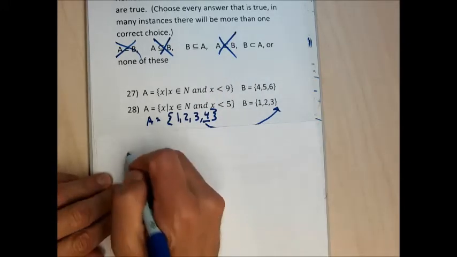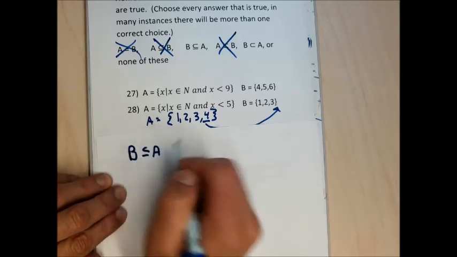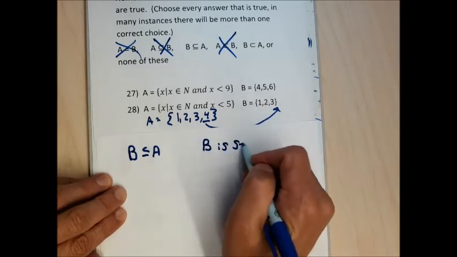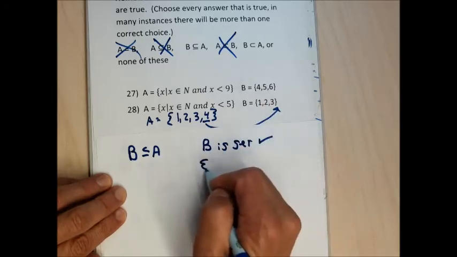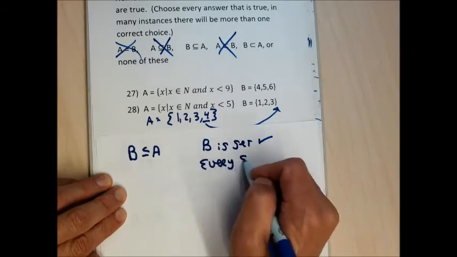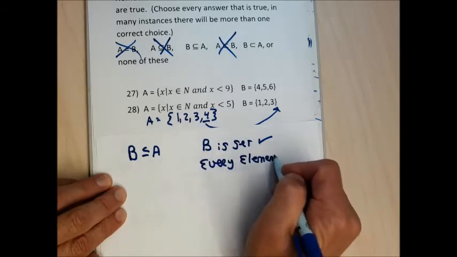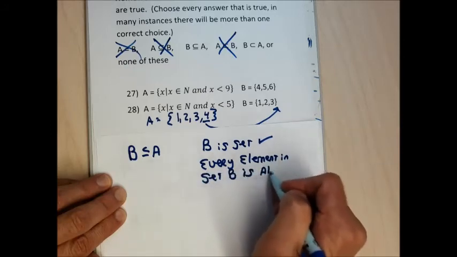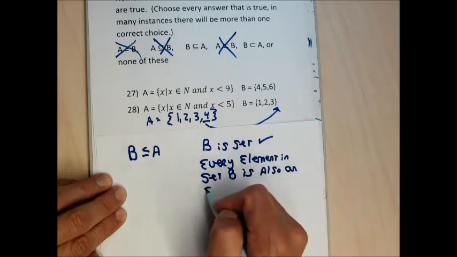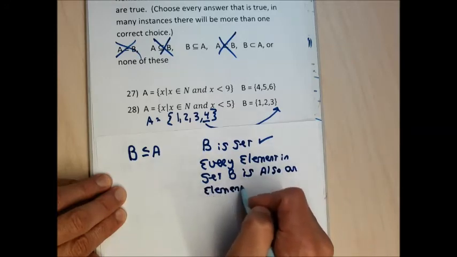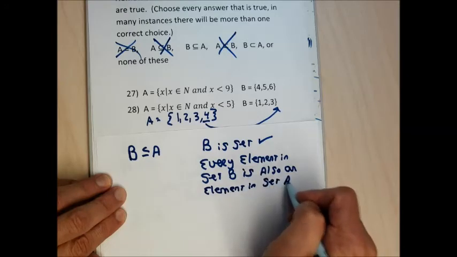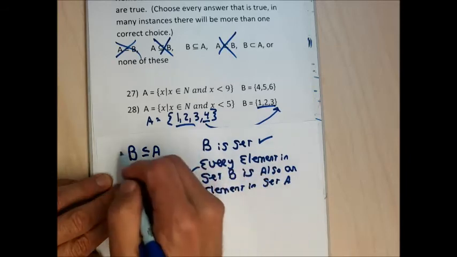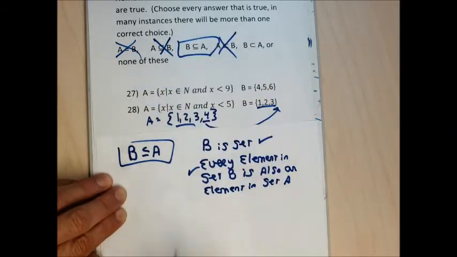So is B a subset of A? For B to be a subset of A, B is a set, because it's in set braces. Good. And then every element in set B is also an element in set A. And that's good because the 3 elements in B are also in A. So this one's going to be true that B is a subset of A.